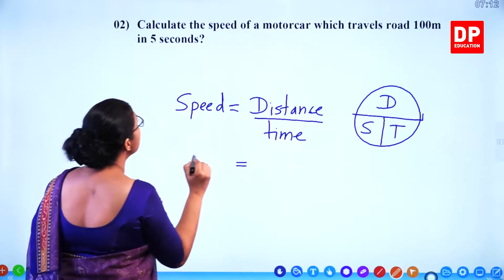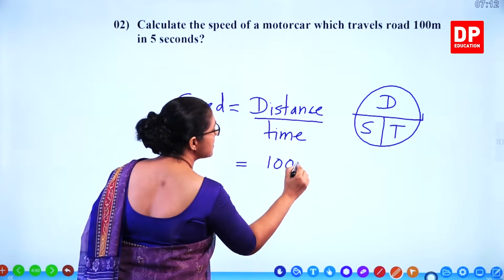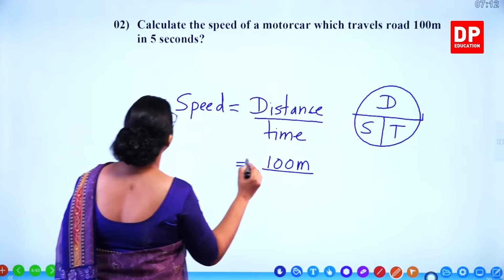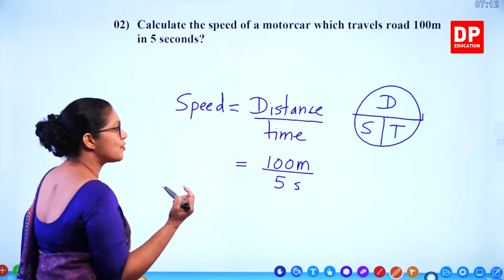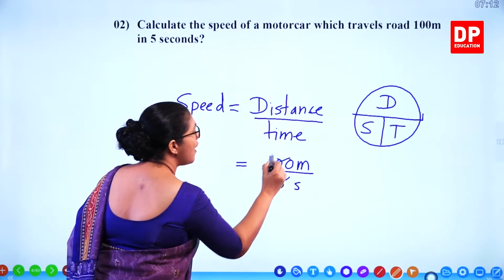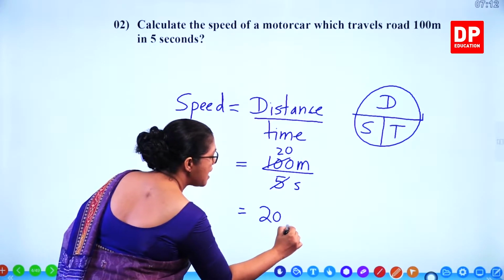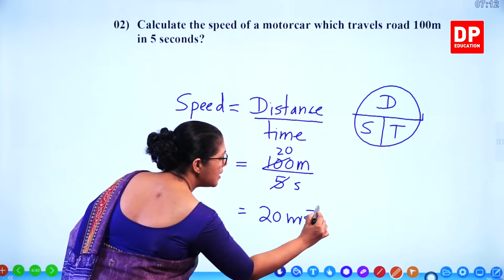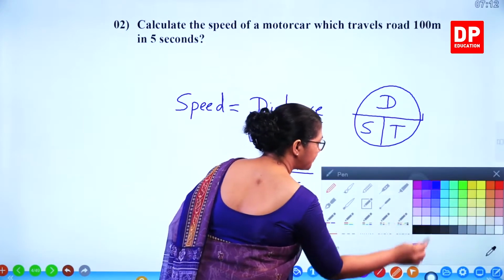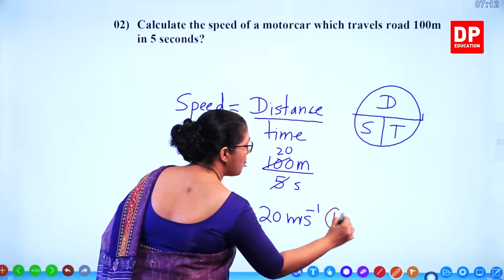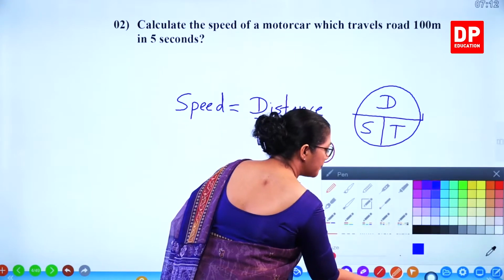So what's the distance given? 100 meters. That's in meters. And the time is given in seconds. 5 seconds. So when you divide by 5, you get 20. So what's the speed? 20 meters per second. So again 2 marks. 1 mark for the method and 1 mark for the accuracy.